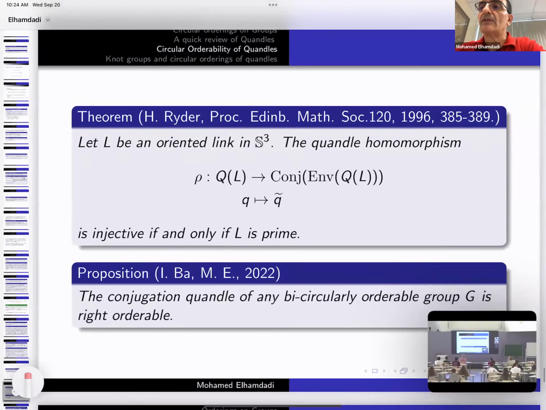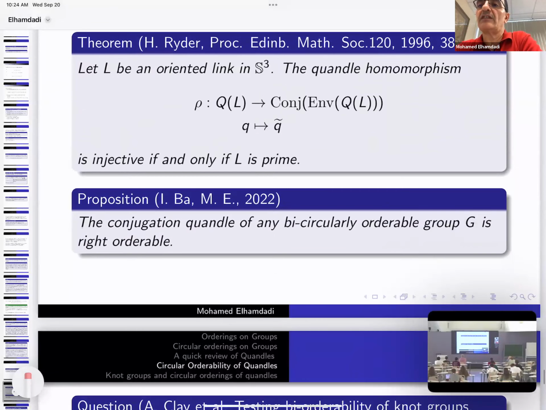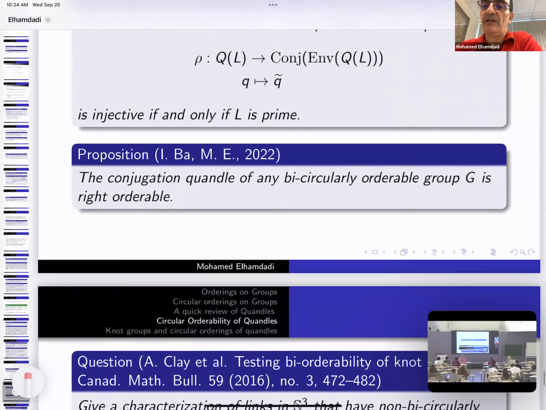I'm almost close to the end. We use this result of Ryder, which is purely algebraic. It says that if you have an oriented link in S3, the quandle homomorphism is injective if and only if L is prime. Thus, we get that the conjugation quandle of any bi-circular orderable group is right orderable.